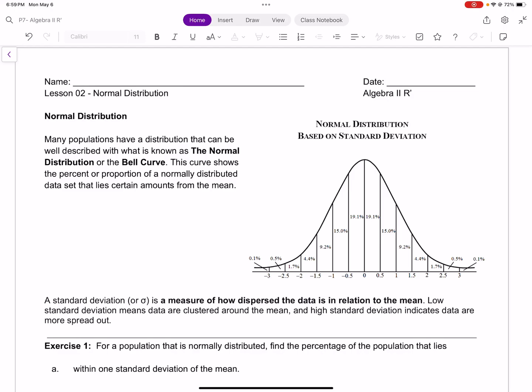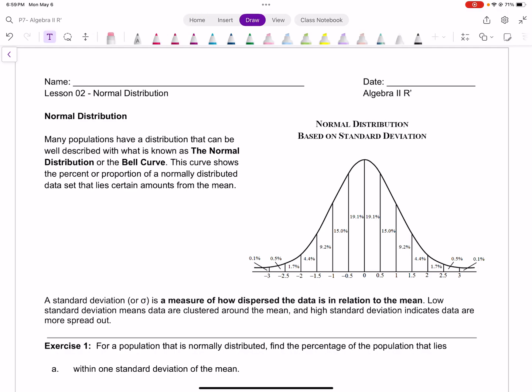This lesson is about normal distribution. So it says many populations have a distribution that can be well described with what is known as the normal distribution or bell curve. This curve shows the percent or proportion of a normally distributed data set that lies certain amounts from the mean. So these are going to be those keywords that you're going to see in every single problem. Every time you see it say that the data is normally distributed, it's going to follow what we call the bell curve.